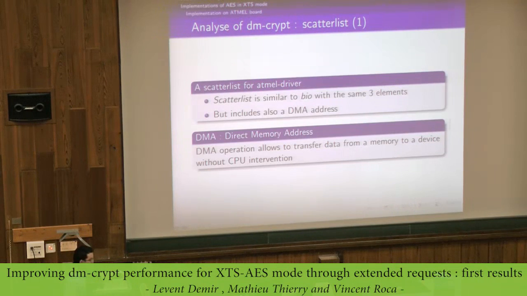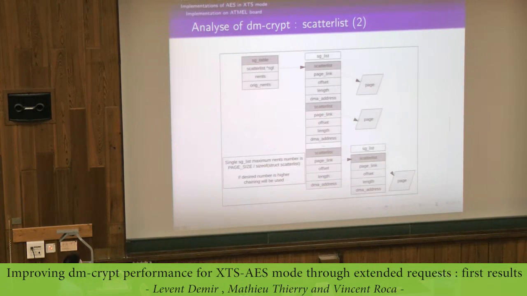Now the second component is the scatter list. We need to understand it because we don't give a BIO to the Atmel driver. We give a scatter list, and this is done by DMCrypt. So what is the difference between a scatter list and a BIO? This is roughly the same. There are the same 3 elements, but there is also a DMA address in order to make the encryption faster. DMA is useful to make memory transfers without CPU intervention. So now this is the view of the scatter list. As I said, there are the same 3 elements. We are pointing at the same page, but there is this element which is added.